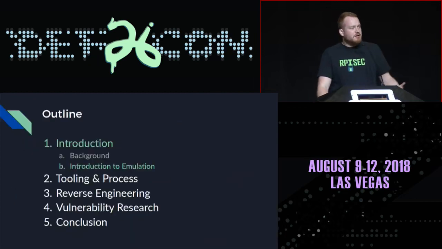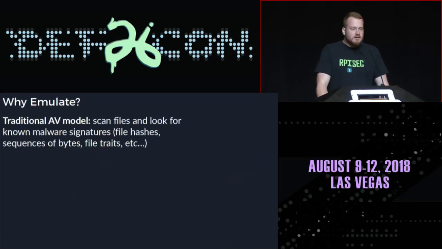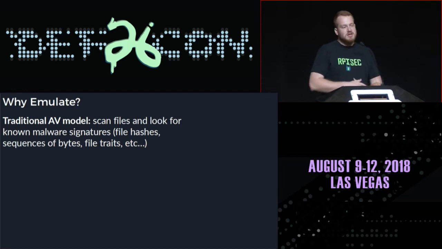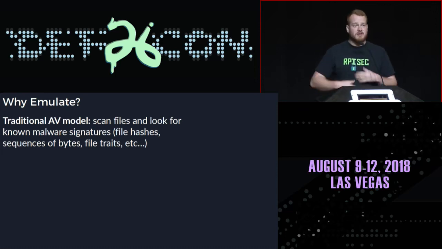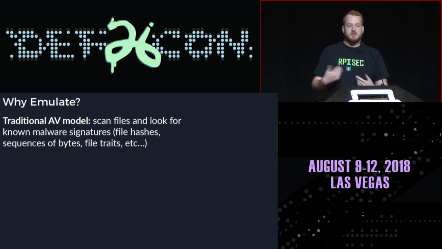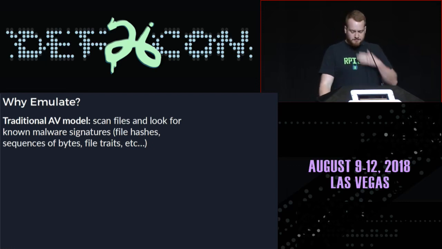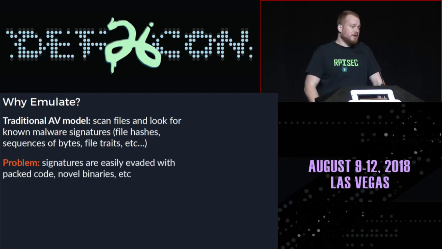All right, moving into a background on emulation itself. There's this traditional AV model, and I think a lot of people have this idea about how AVs work, which is that they scan files and look for known malware signatures, such as file hashes, sequences of bytes, or file traits. Then they might have some heuristics about, say, imports, or they recognize a static MD5 hash, or a particular snippet of code that's known to be associated with a given malware family. But this is really an outdated model.